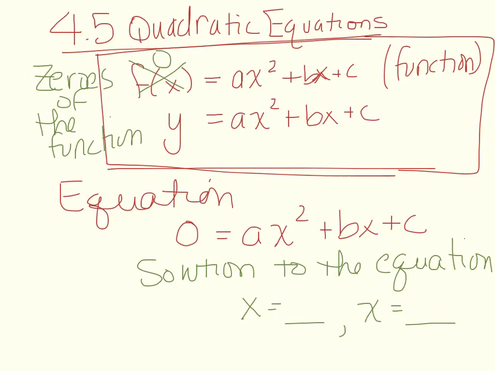Okay, so that's one way to say it. We can say solutions to the equation, we can say zeros of the function. Another word for solutions is roots of the equation, and that would mean the same thing as the solution to the equation where the function was equal to 0. So all those words, the roots, the solutions to the equations, and the zeros of the function, all mean the same thing, okay?